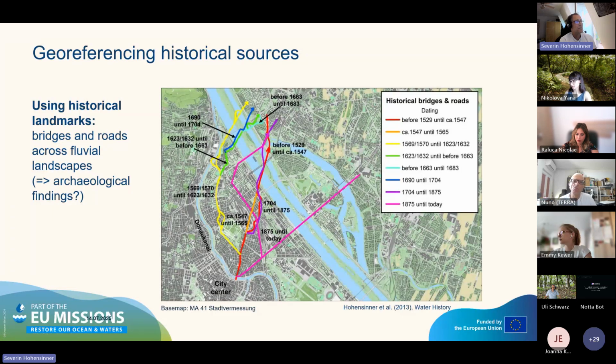Here you see a map of the bridges and the roads running through the former floodplain in the last 500 years. You see it changed a lot because of the numerous floods, and they always had to renew the road system through the floodplain. So together with archaeological findings, with the maps and so on, we had a pretty good idea of where the main river crossings were, and this helped us to identify correct positions for historical maps.